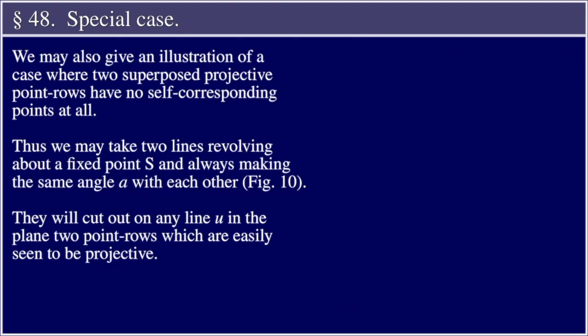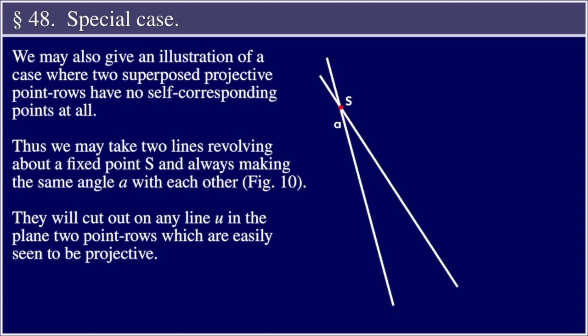Section 48. We may also give an illustration of a case where two superposed projective point rows have no self-corresponding points at all. Thus, we may take two lines revolving about a fixed point S and always making the same angle alpha with each other, Figure 10.